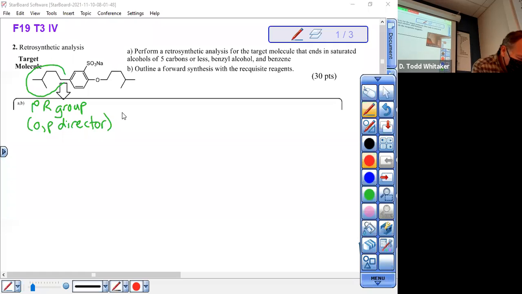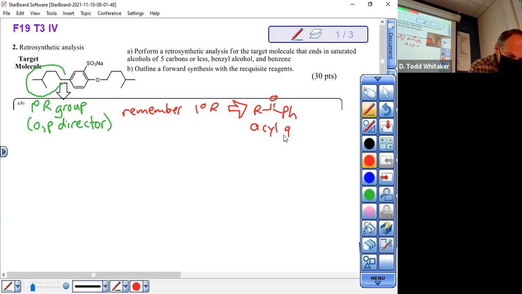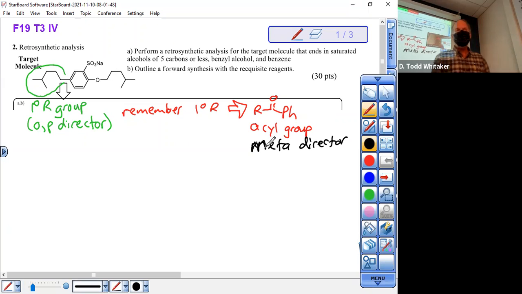Remember though, primary R retros backwards to R carbonyl phenyl, which is an acyl group, which is a meta director. So you can use the acyl group as a meta director before you reduce it to a primary alkyl group. This is also good news. I have a group that's meta to the primary R group. I have a strategy in mind now.